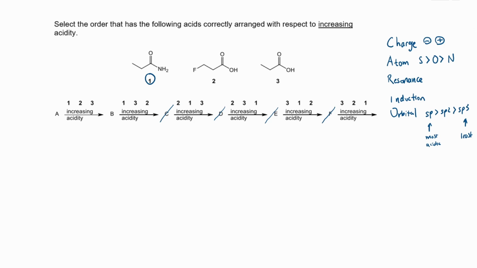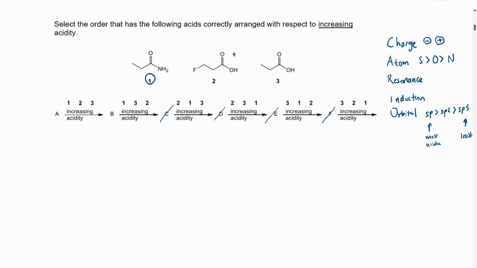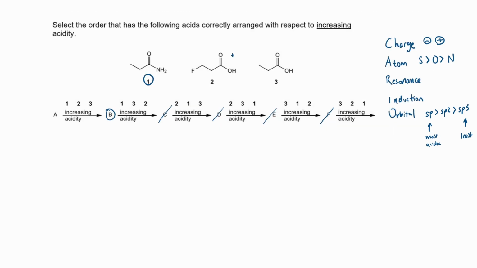But for induction, number 2 has a fluorine atom, and this fluorine atom pulls the electrons towards itself, making this a little bit more positive. So this makes 2 the most acidic, and this makes 3 right in the middle. So B is going to be the answer.